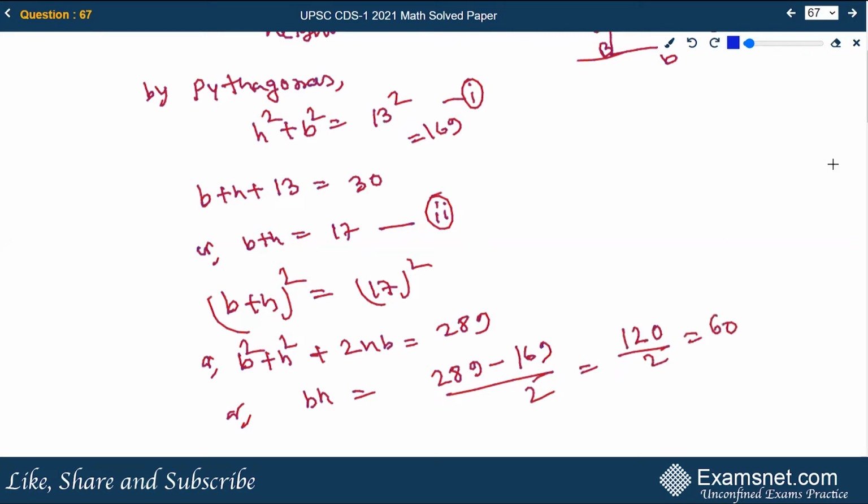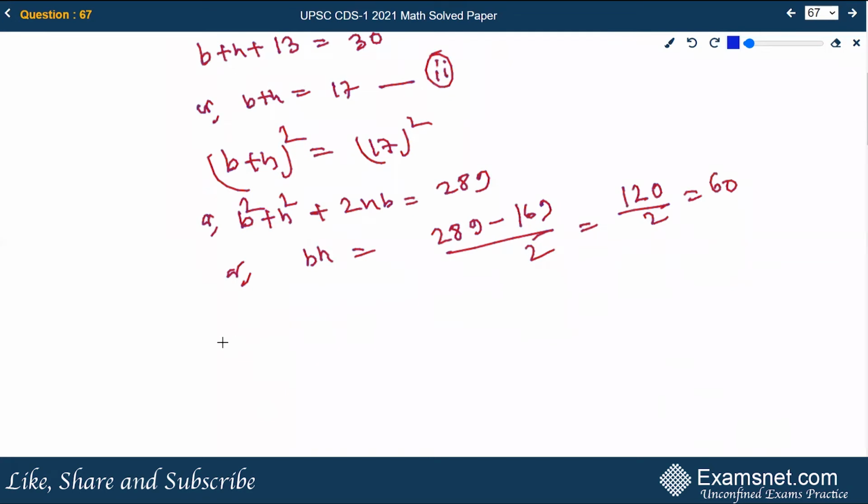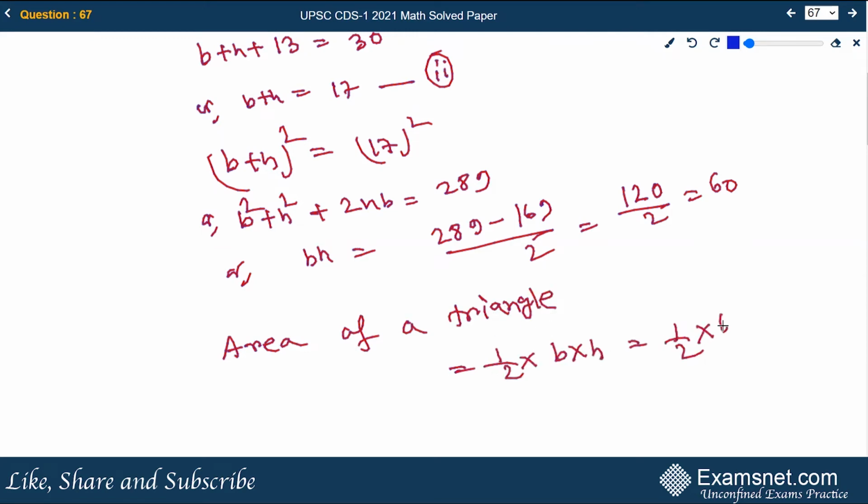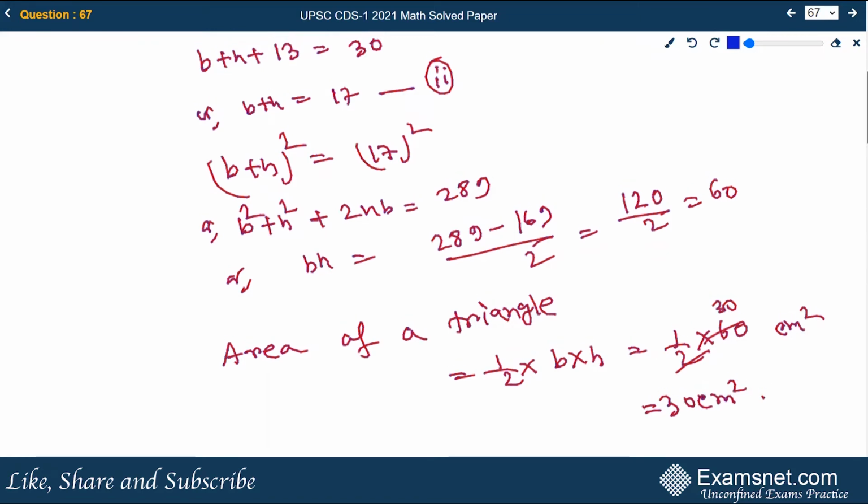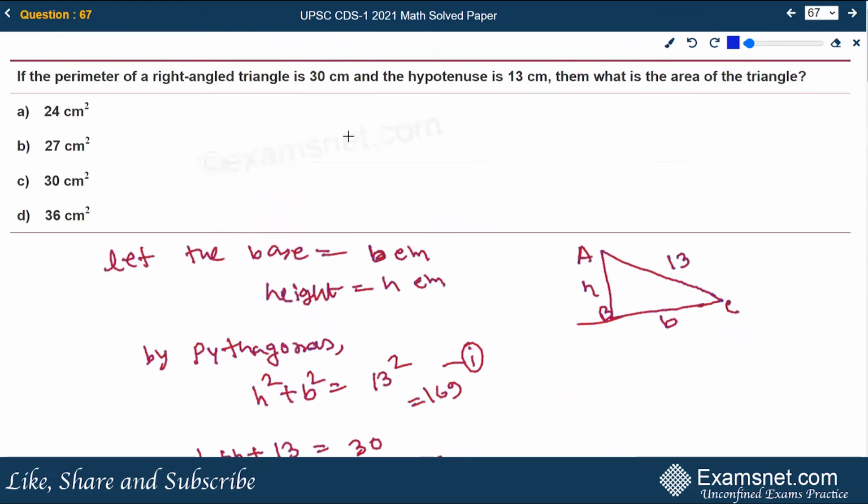So 60. And we know the area of a triangle is half into base into height. So half into 60 centimeter square will result in 30 centimeter square. So here option C is the correct answer, 30 centimeter square.